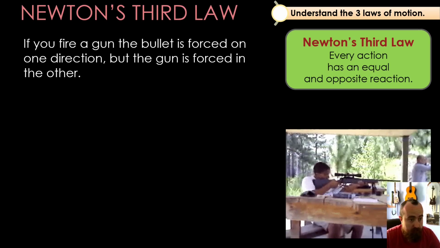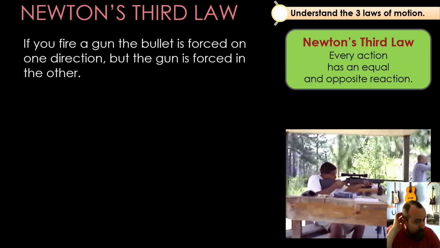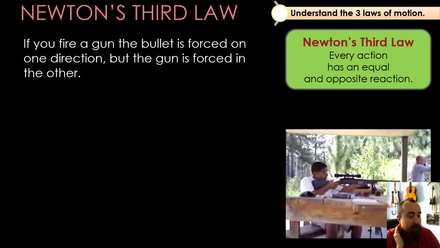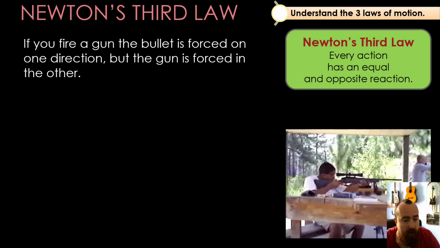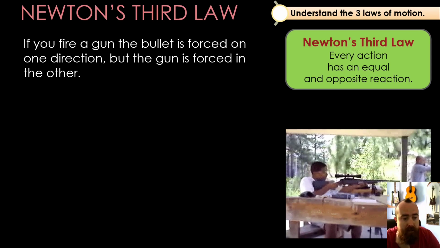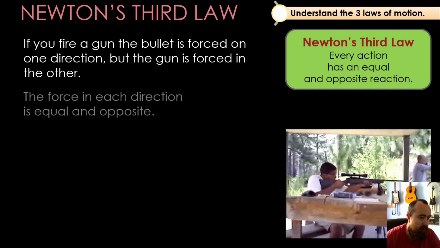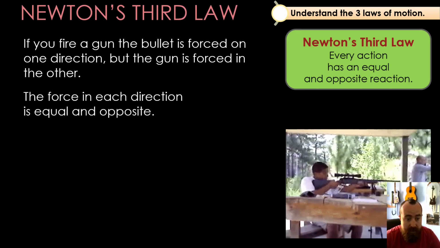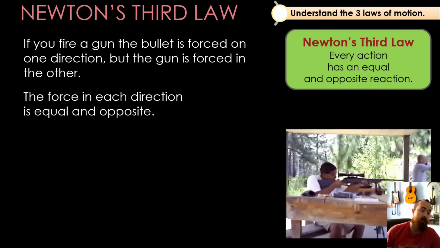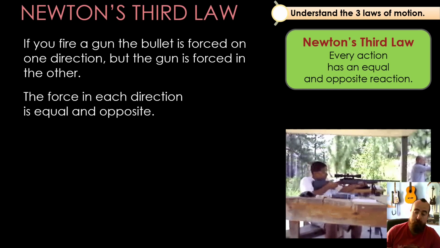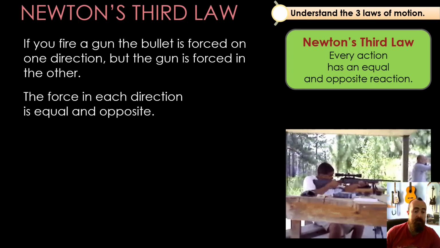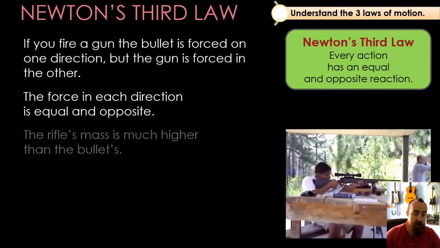So if you fire a gun, the bullet is forced in one direction. In this particular example here, he's firing a gun. The bullet's going to the right, but you should notice that the gun is also going back to the left. Now, the reason is because of Newton's third law. If there is a force in one direction, there must also be a force in the opposite direction. The bullet's being forced in one direction, so the rifle, the gun, has to be forced in the other direction.